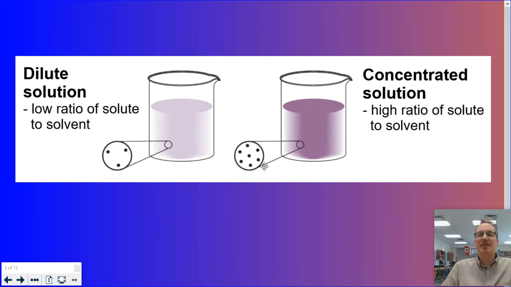If we take a look at these 2 beakers, the difference between a dilute solution and a concentrated solution is the ratio of solute to solvent or solute to solution. So you can see in a dilute solution, we have a much lower ratio. We have a much lower number of particles of substances dissolved into the solution compared to a concentrated solution, where we have a significantly larger concentration or ratio of solute to solvent.